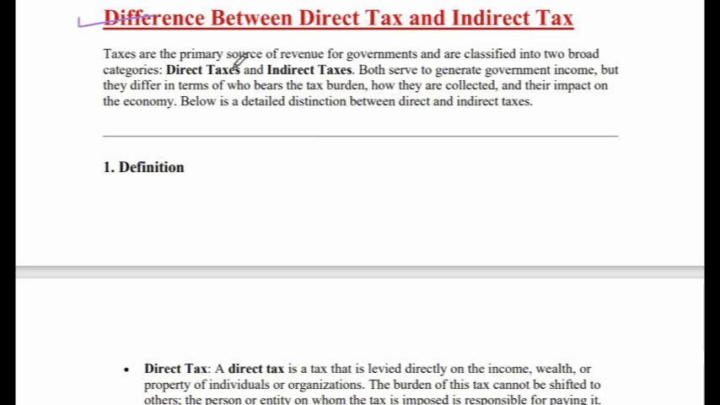So taxes are the primary source of revenue for governments. This is the primary source for the government, an important source. Both direct and indirect taxes are classified into two broad categories: direct tax and indirect taxes. Both serve to generate income for the government, but they differ in terms of who bears the tax burden. The main difference is who pays the burden of the tax, who bears it.